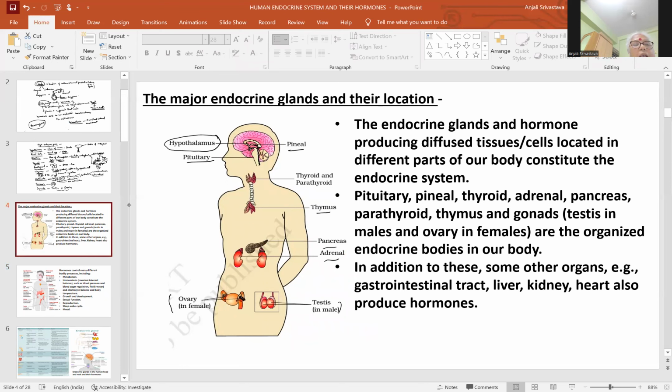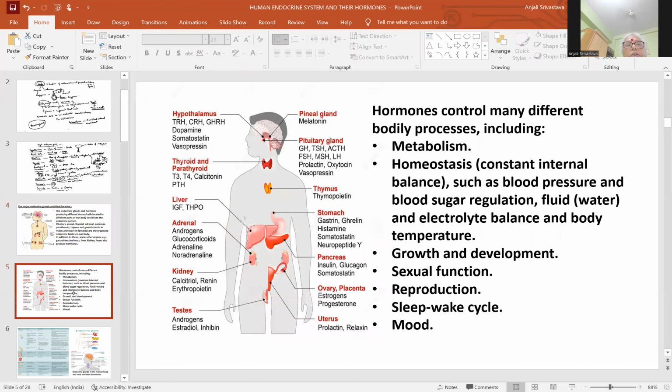Start with the hypothalamus. Hypothalamus altogether secretes 11 hormones. Keep in mind, I have already mentioned the names of these 11 hormones here. These glands we have seen, their secretions in general, in very short, these are the functions done by the hormones, and the names of the hormones secreted by the hypothalamus are TRH, CRH, GHRH, dopamine, somatostatin, vasopressin. These are the hormones, altogether 11, that the hypothalamus secretes.